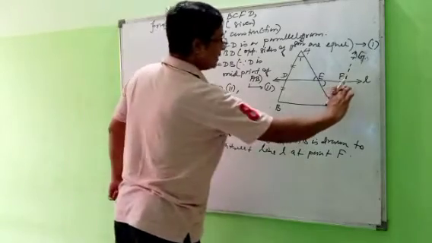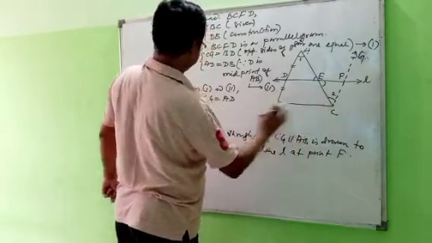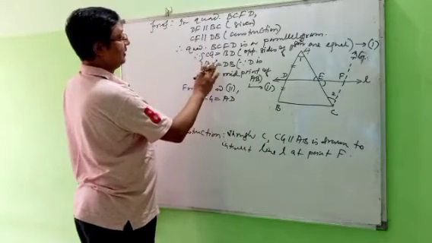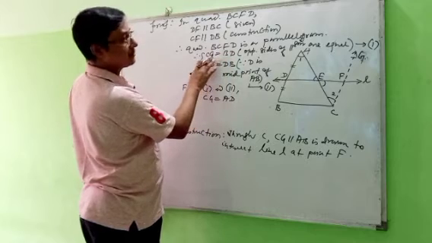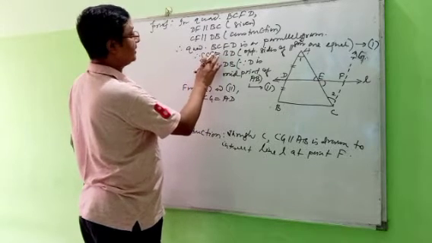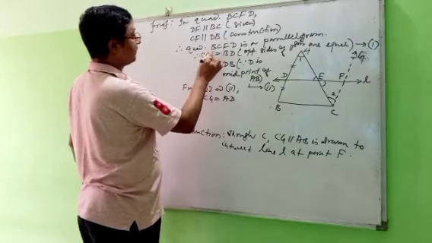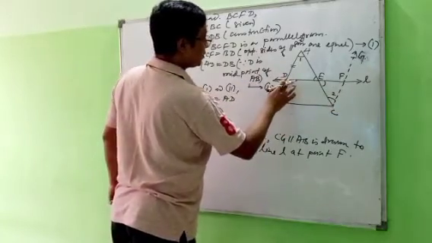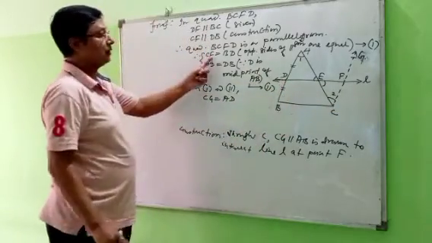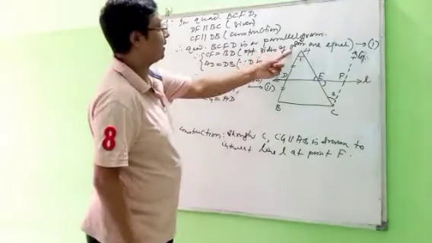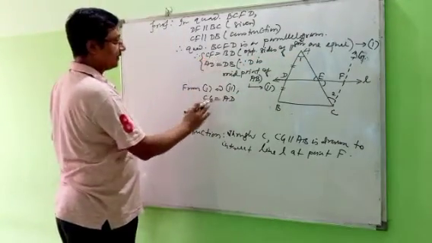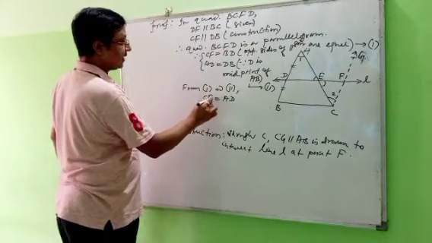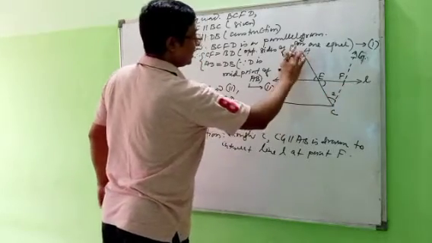So here, CF. In BCF, CF equals BD. It should be CF. CF equals BD. So here opposite sides of a parallelogram are equal. So from these two, you have got CF equals AD.